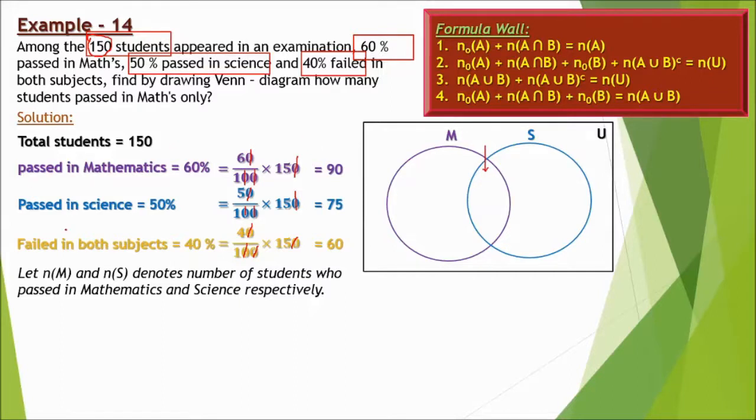So pass and fail, we have to suppose it. Now M is 90, so 90 minus x. S is 75 and only S is 75 minus x. And outside of the ring there is 60. So we have to copy this information from the Venn diagram.